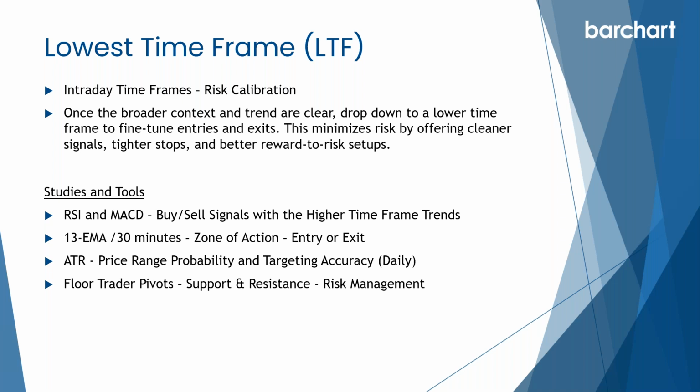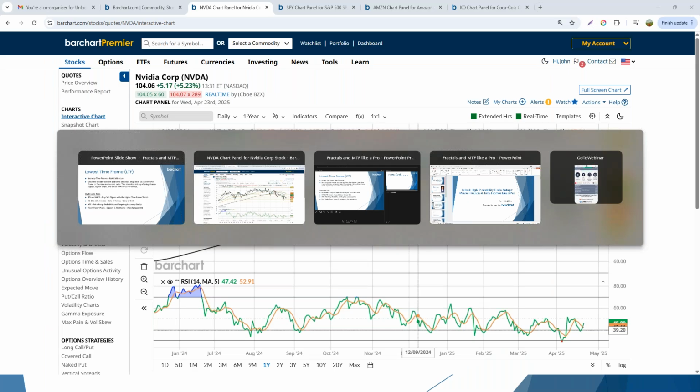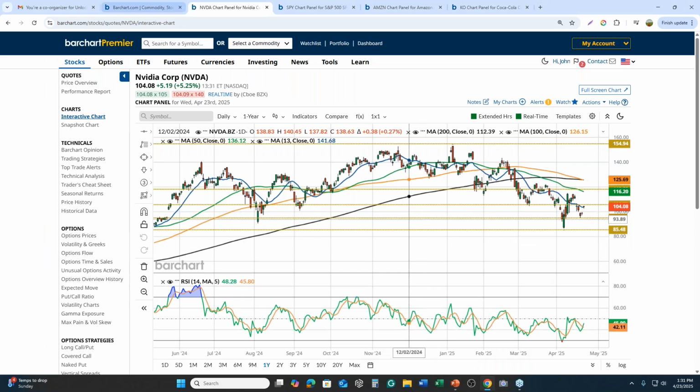So the lower time frame gives us entries and exits, and that's not from guessing to find entries and exits, but from precision and confidence, and that's important for us. All right, so let's do this. Let's go back to our NVIDIA chart here.